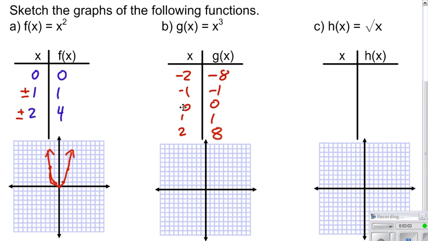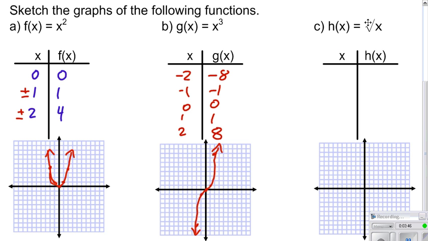So if we plot these 5 ordered pairs, (x, g(x)), we'll get an idea of our curve. Negative 2, negative 8, negative 1, negative 1, 0, 0, 1, 1, and 2, 8. Again, connect the dots with a curve. And there's the graph of our function.